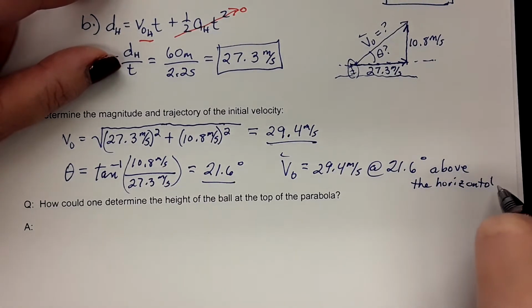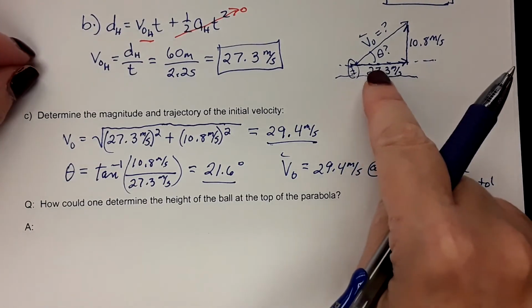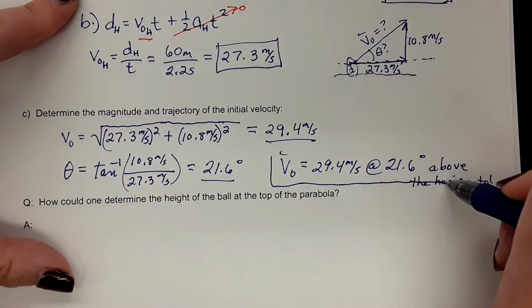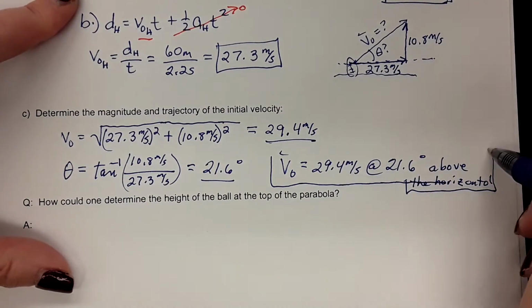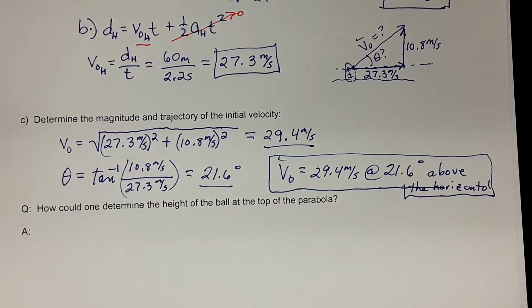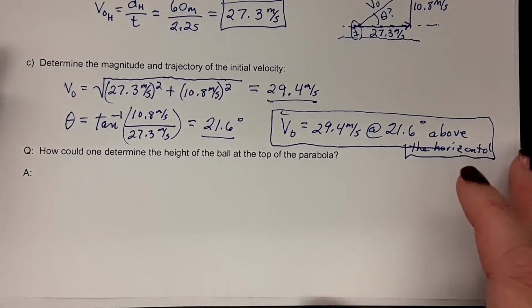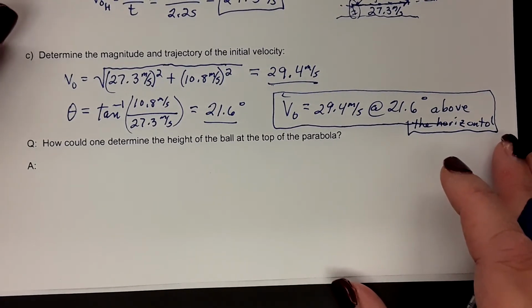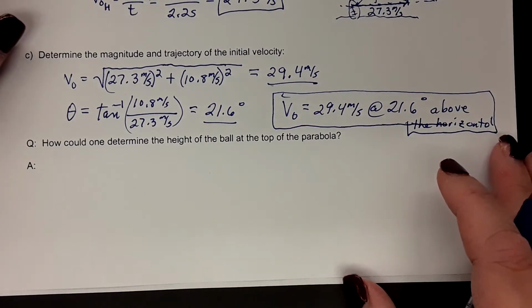Not below. The ball doesn't go into the ground, does it? It's above the horizontal, not below it. Whoops. Go down a little bit. There we go. That's not too bad, is it? All right. Last thing on this one. How could one determine the height of the ball at the top of the parabola? Oh, okay. We want to know the top of the parabola.